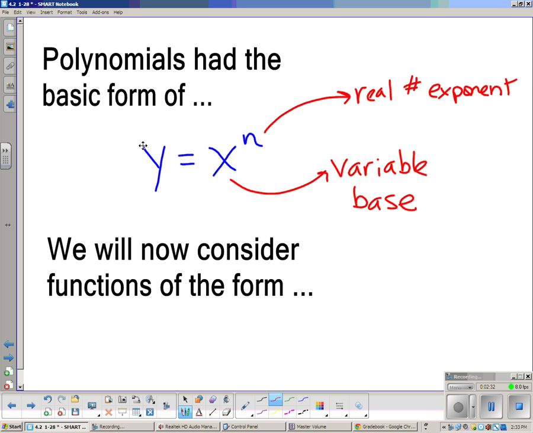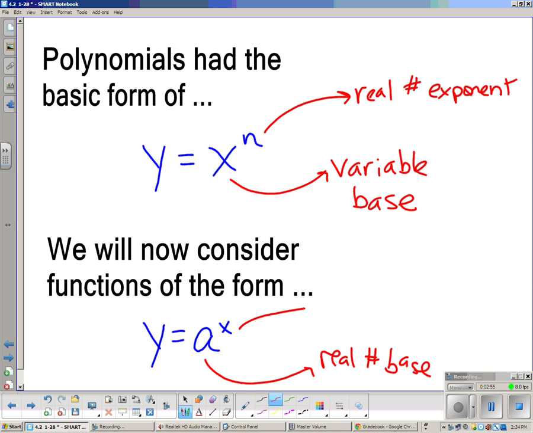So again, the base was our variable. What we're going to consider now is a function in just a slightly different form. Okay, so y equals a to the x. So for this one, our base is now the real number, and our variable is the exponent. So we're switching those two around when we talk about an exponential function.